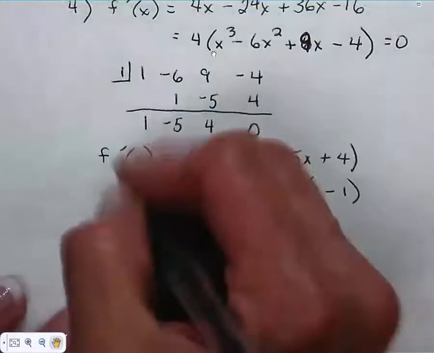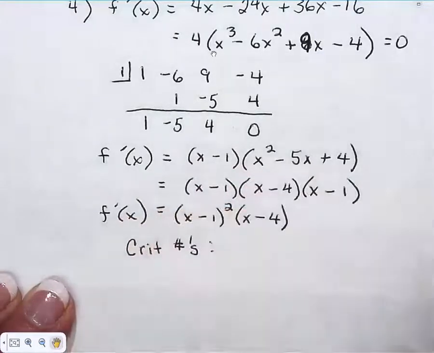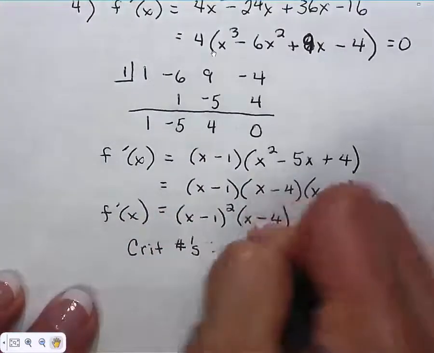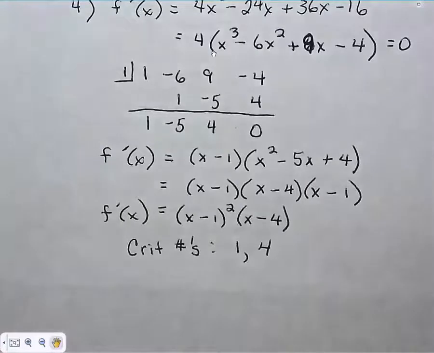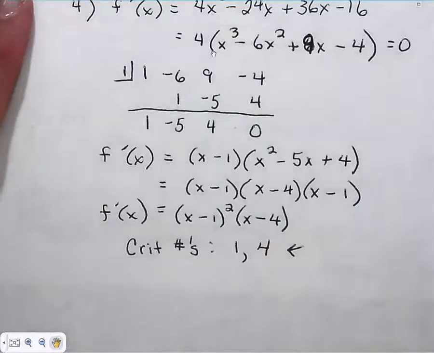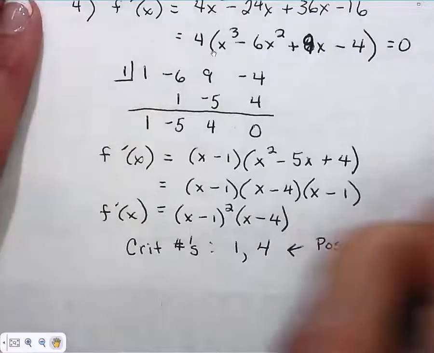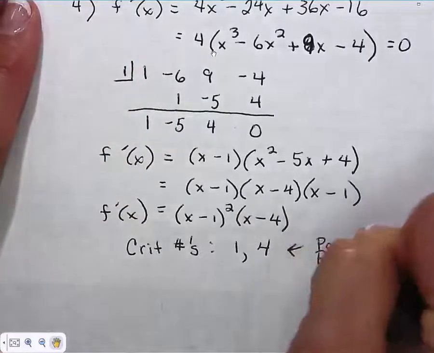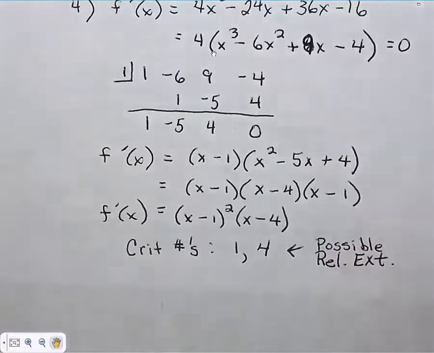So what are my critical numbers? 1 and what? 1 and 4. And because they are critical numbers of the first derivative, that means they're possible what? Possible relative extrema. I'm just making myself notes because I think in words. I just made my note. That's possible relative extrema.